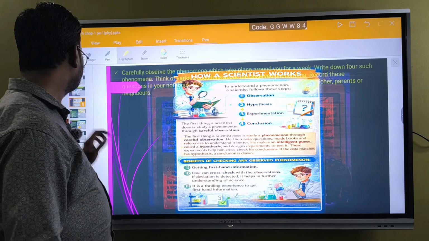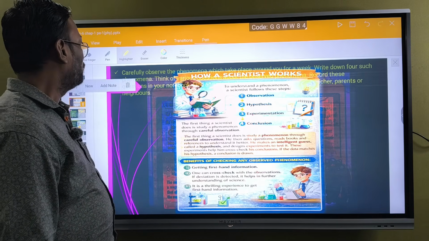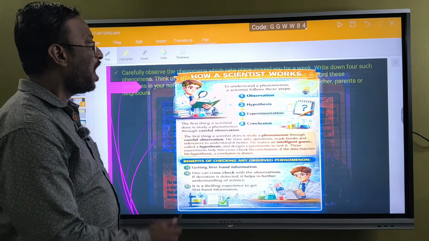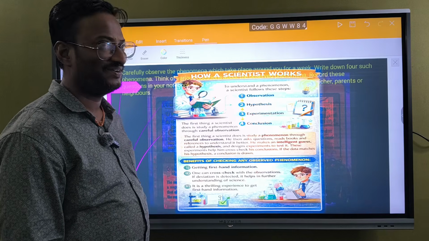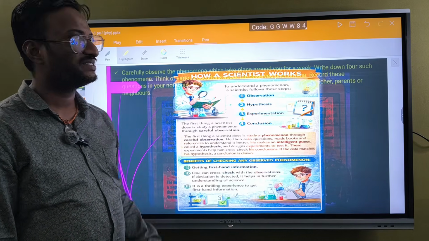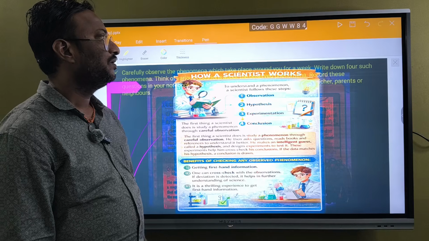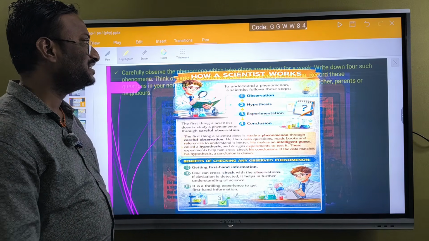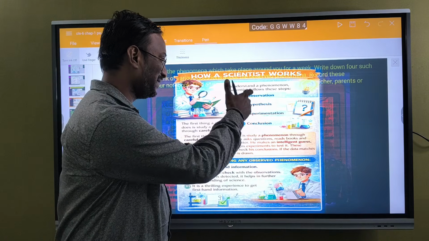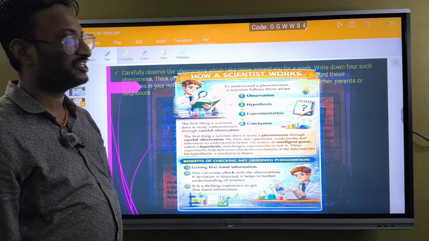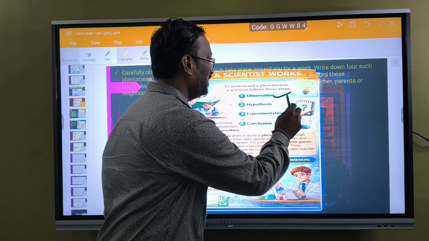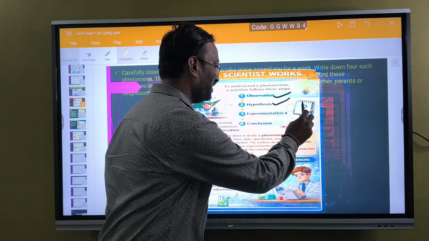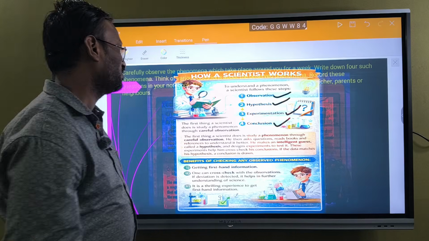Next thing is how a scientist works. What is the next topic? How a scientist works, right? To understand a phenomenon, a scientist follows these steps. What are those steps? First, the scientist will observe, then hypothesis, then experimentation, then go for conclusion.